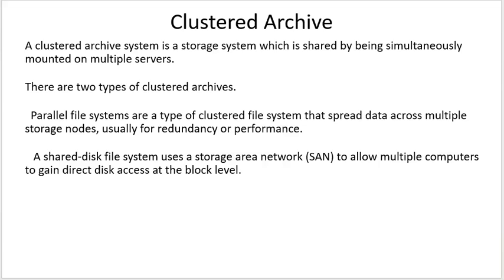And there are two types of clustered archives. There's the parallel file system. It's a type of clustered file system that spreads data across multiple storage nodes for redundancy and performance, and this is the most common type in a PACS system. And then the shared disk file system, which uses a SAN to allow multiple computers to gain direct disk access at the block level.